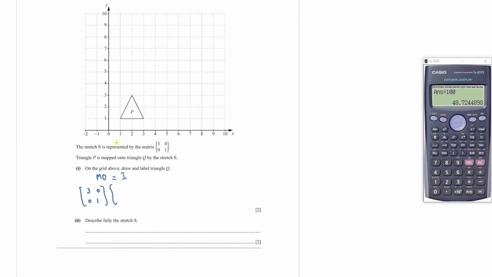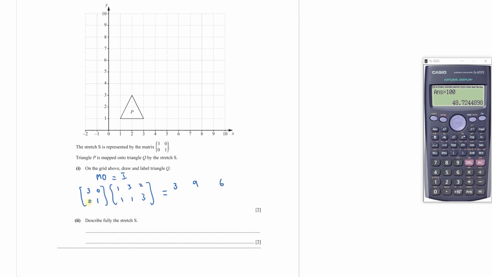So this point here is 1, 1. This point here is 3, 1. This point here is 2, 3. So if I multiply these two matrices, I will get the coordinates of the image, which is the triangle Q. So 3, 0 multiplied by this column, I will get 3 times 1 is 3, 0 times 1 is 0. And then if I multiply this row 3, 0 with this, I will get 3 times 3 is 9. Again, multiply this row with the third column, I'll get 6 plus 0, which is 6.